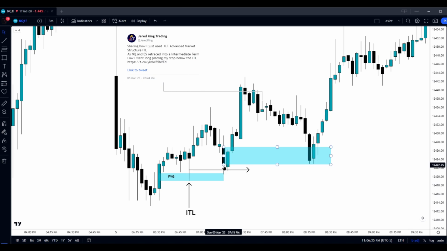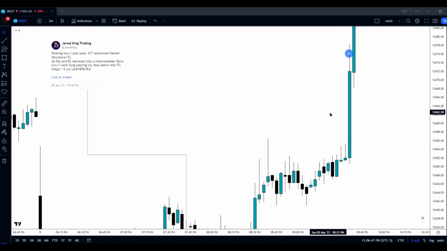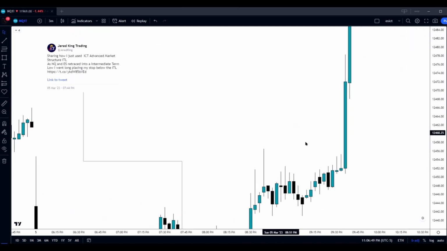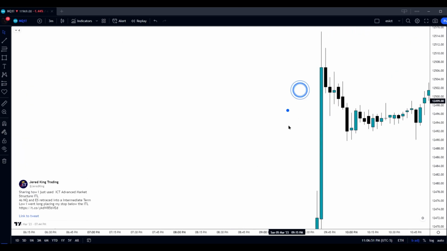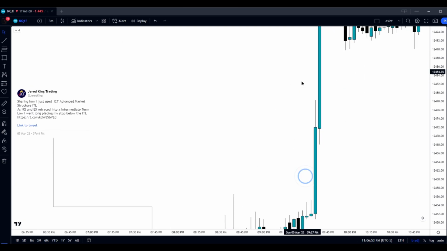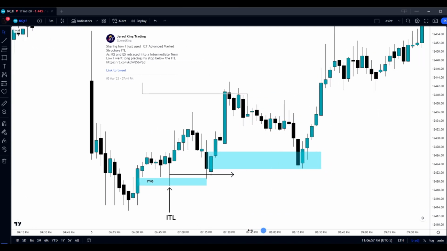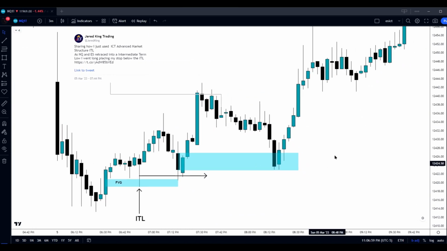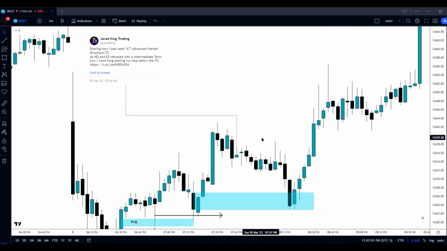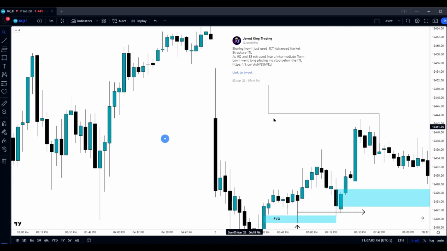So as it came down, I added contracts, sold into strength, and as it came back again and tested this order block, then I added back again and ended up selling for a little over $2,000 profit somewhere in here. I didn't hold it all the way up, this amazing rip all the way up, but that just shows the power of the ITLs.